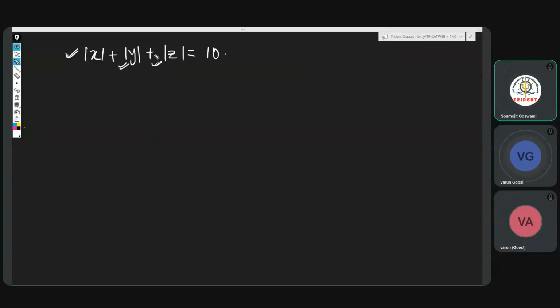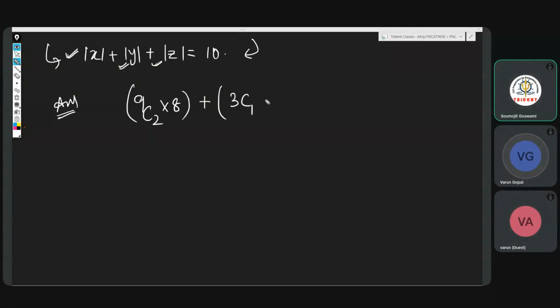Positive, negative, as well as 0. Total three cases will be formed. And the final, try to solve this. Use as much resources as you can. I'm giving you the answer. The final answer to this is, yeah, take a screenshot. This is the final answer.